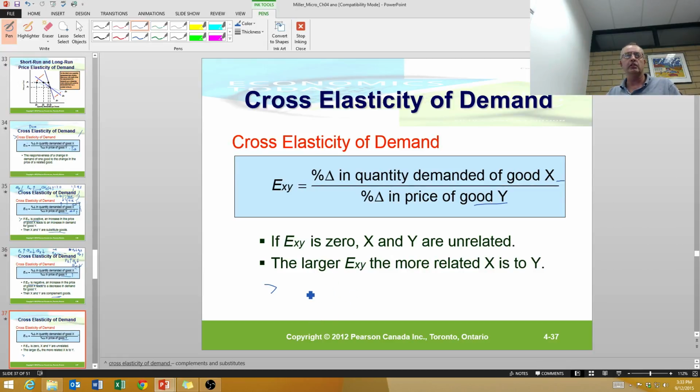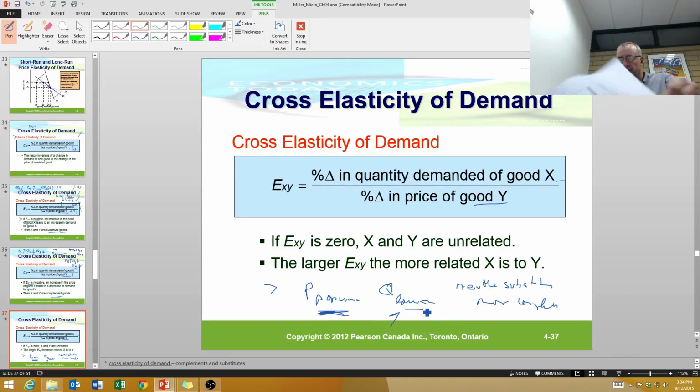So a good example is the price of popcorn and the quantity demanded of lawnmowers. Well, popcorn and lawnmowers are neither substitutes nor complements. So changes in the price of popcorn will not affect the quantity demanded of lawnmowers. They're unrelated products.